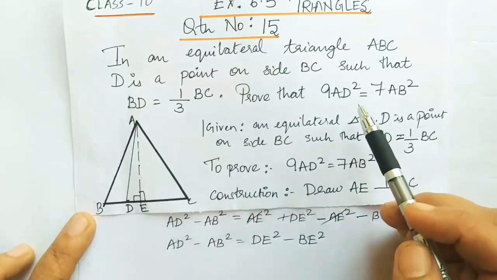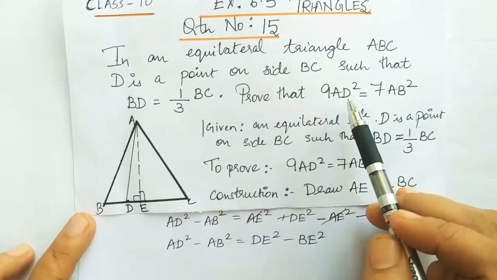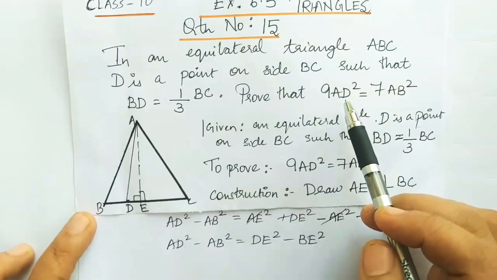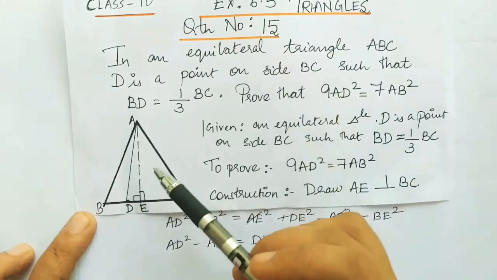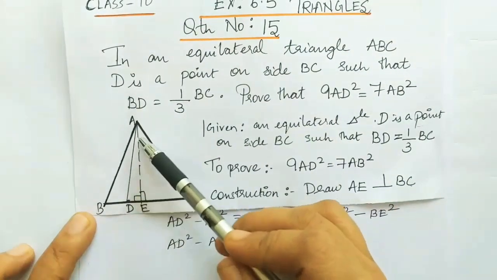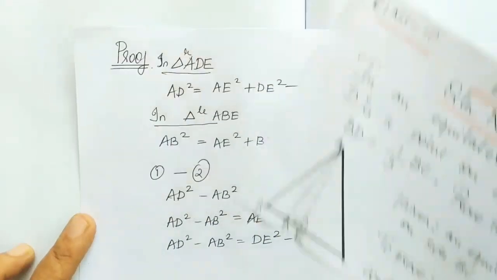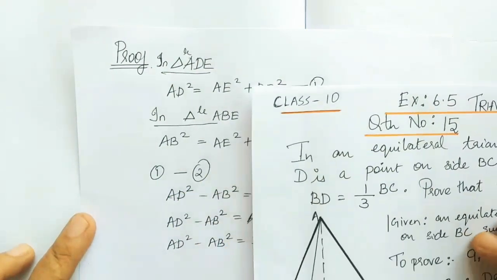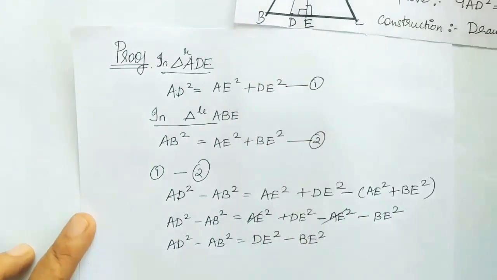Now look at the question here. Here you have to take AD square first. I've always said that for this type of problems that is concerned with Pythagoras theorem, there is a clue in the question itself. First you have to take AD square. For this, you have to take this triangle ADE. Now AD square is the hypotenuse, therefore AD square is equal to AE square plus DE square. So the first step of the proof here: in triangle ADE, AD square is equal to AE square plus DE square.